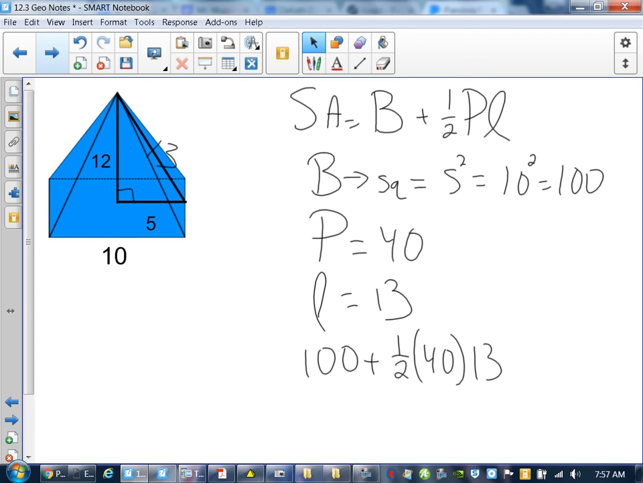We got it. Visual aids. So let's see, half of 40 is 20, 20 times 13 is what, 260? 260 and 100 is? 360 something squared. Surface areas are squared.